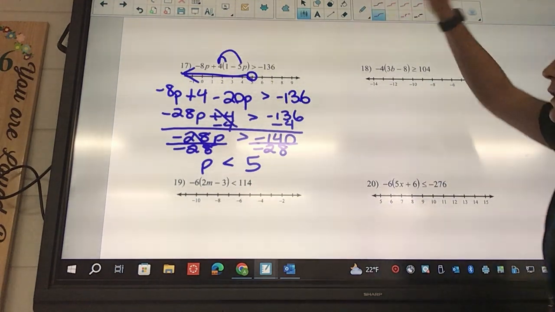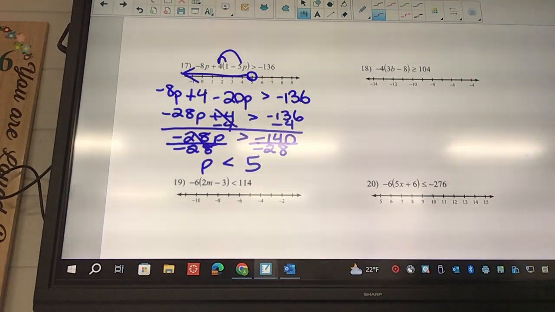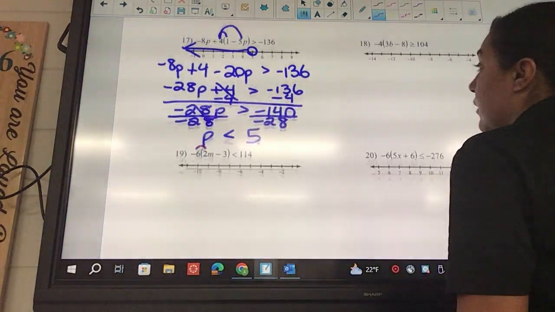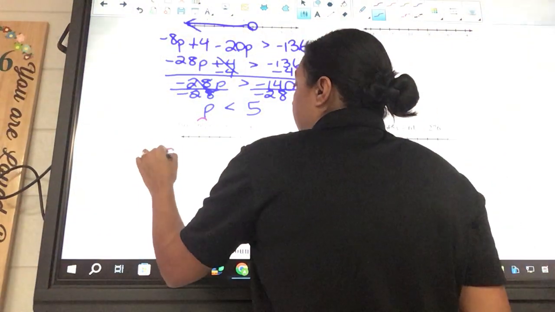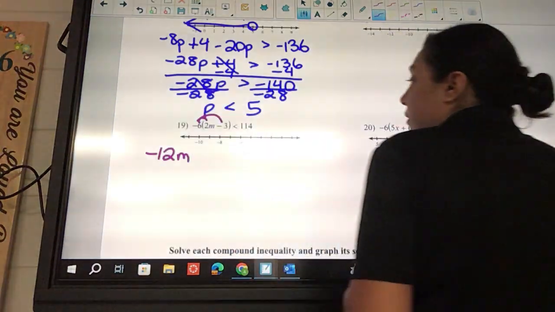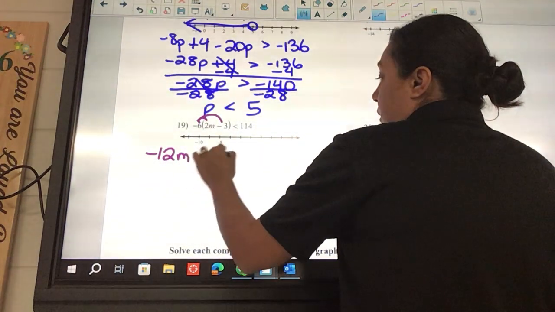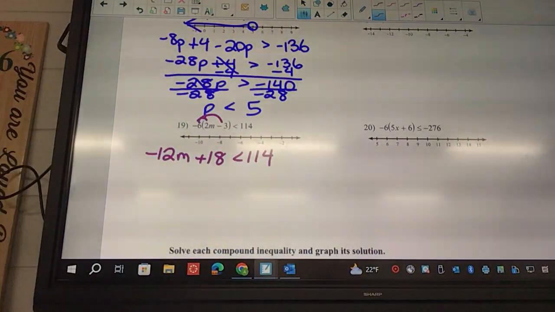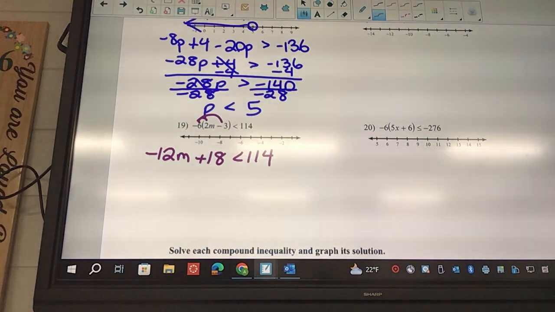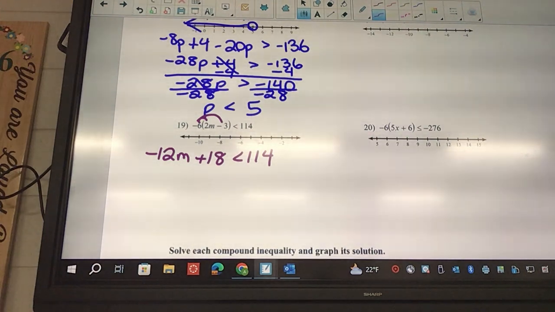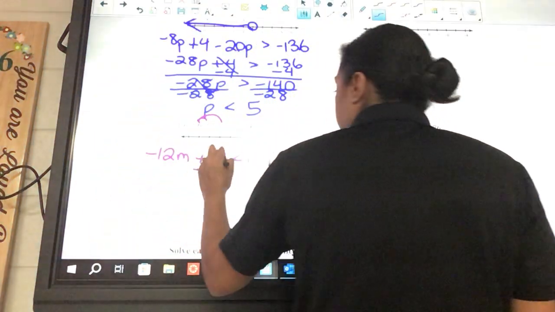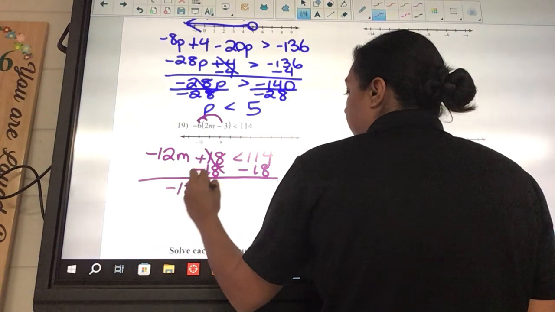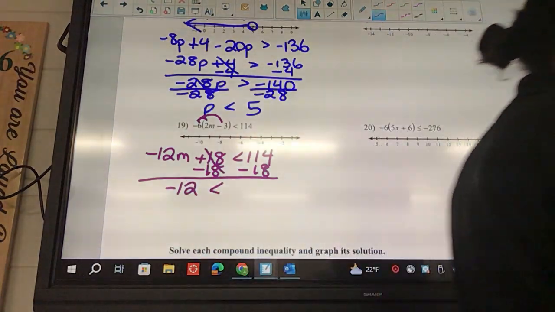Okay, 19. What needs done first? Times by 2. Yep, we'll do the parentheses. So -6 times 2. It's going to be -12m. -6 times -3. Be a +18. Okay, who's the third wheel? 18. So how do I move it? What is 114 minus 18? 96.